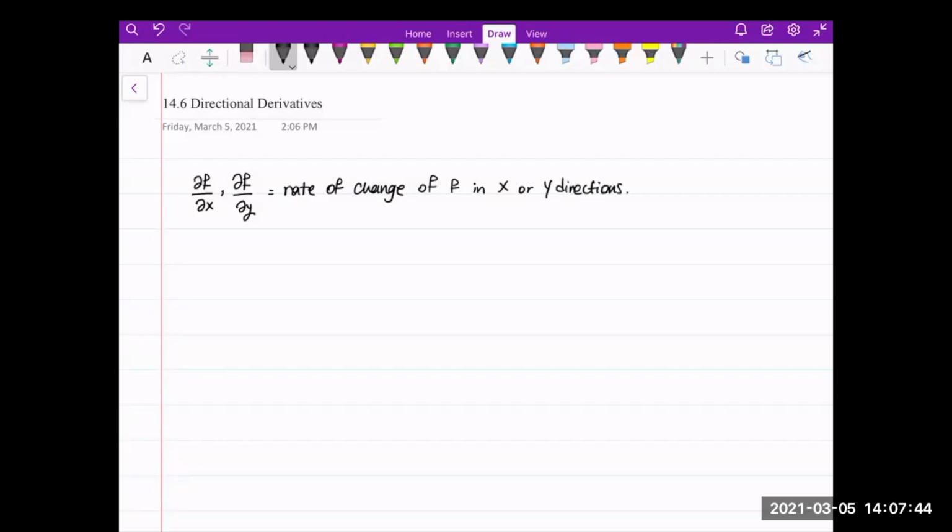So this is just in the x or y direction, but how does f change when we want to see f in some other directions? For example, in the direction of some vector, or in the direction of the z-axis. Okay, so these are also important. So we say, how does f change if we move in any other directions?